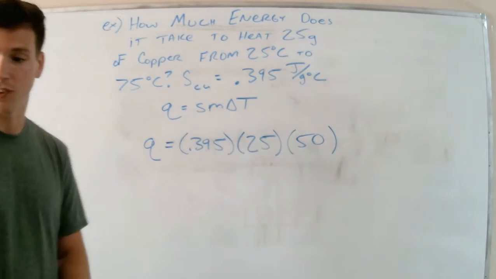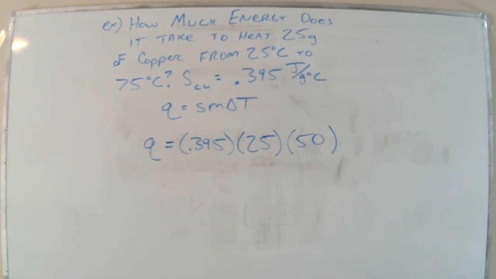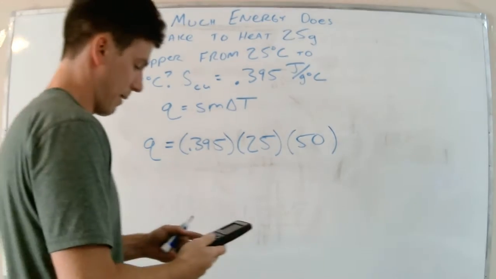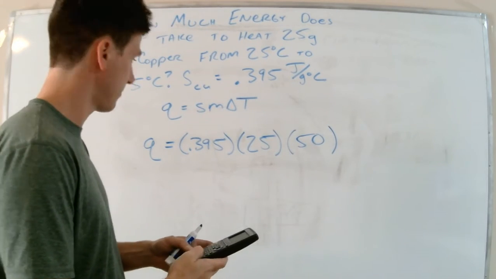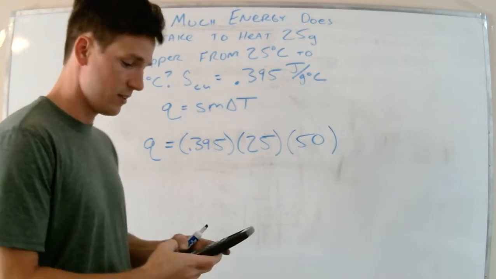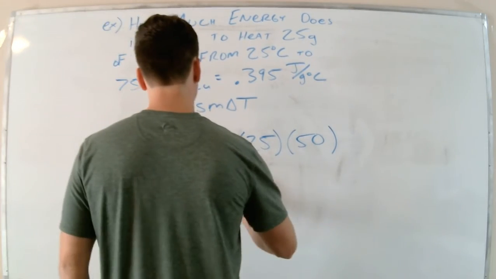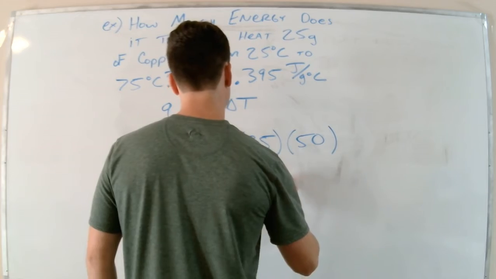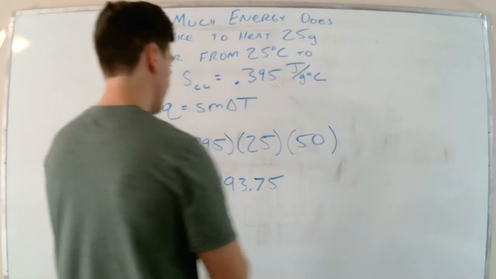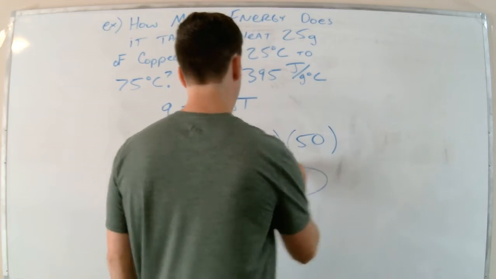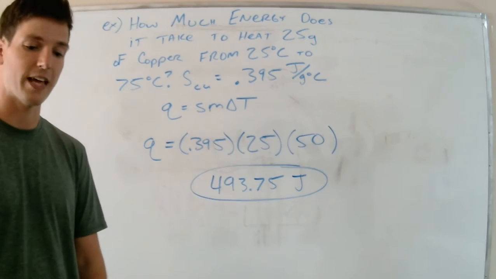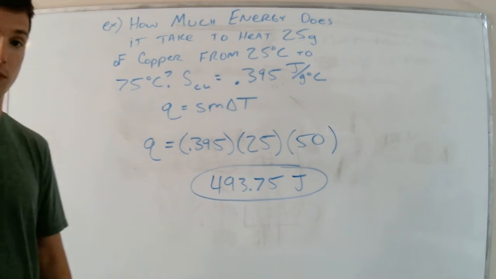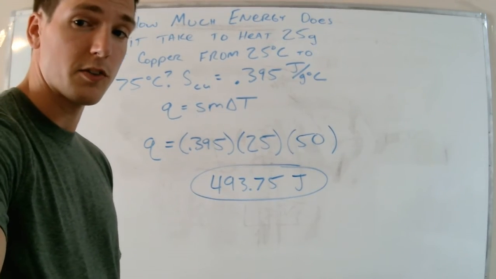So let's go ahead and solve for this. We got our specific heat, we got our mass, and we got our change in temperature, which was 50 degrees. So I'm going to get out my handy dandy calculator here. I'm going to take 0.395 times 25 times 50, and I'll get 493.75. Let me double check. Yep. And that's going to be joules. So that is our first example. Let's go ahead and do another example.